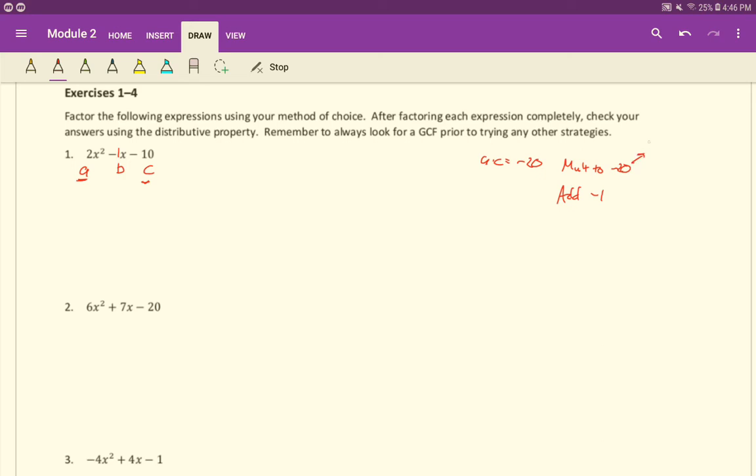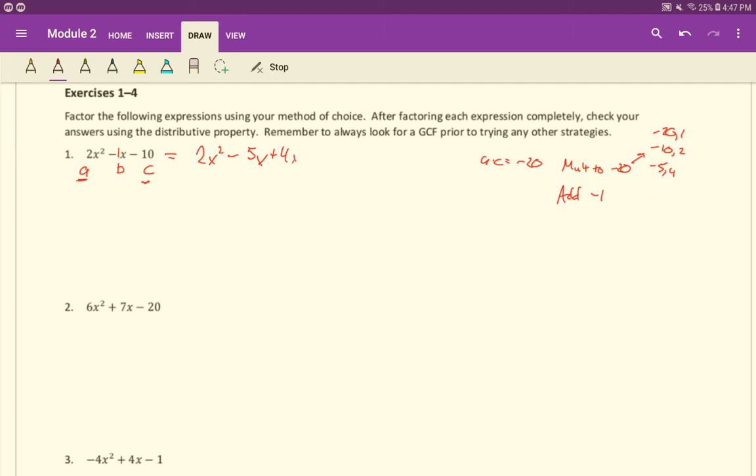So let's think of numbers that multiply to make negative 20. Let's see here, negative 20 and positive 1. Nope. Negative 10 and positive 2. Nope. Negative 5 and positive 4. Ah, that one works, right? They add to make negative 1. So what we'll do here is take that middle term of negative 1 and rewrite it. We'll still have the 2x squared, and we're going to break this negative 1x up into minus 5x and plus 4x there, because that's where those numbers came from.